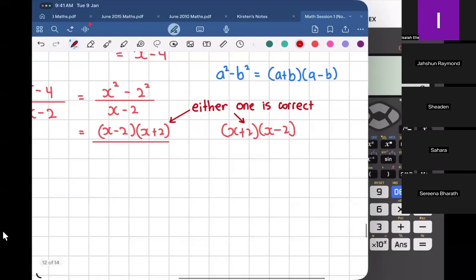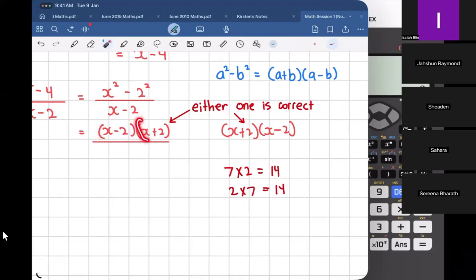Let me show you why. What is 7 by 2? 14. What is 2 by 7? 14. So same difference, right? Same thing. So if you put x minus 2 first or you put it second, that doesn't make a difference. It's still correct. Still means the same thing, right? So it doesn't matter, right? And we had the x minus 2 in the bottom.